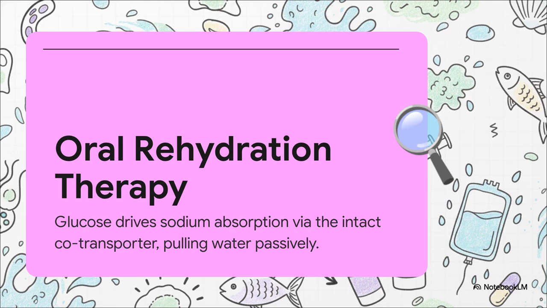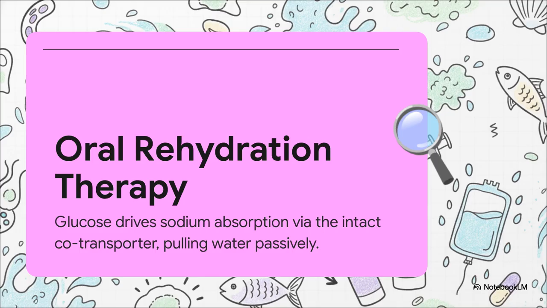It exploits this exact loophole. By giving a patient a simple solution of glucose and sodium together, that intact cotransporter grabs both molecules and pulls them right into the villus cells. And water? It just passively follows along. This reverses the dehydration even while the cholera toxin is still doing its thing.